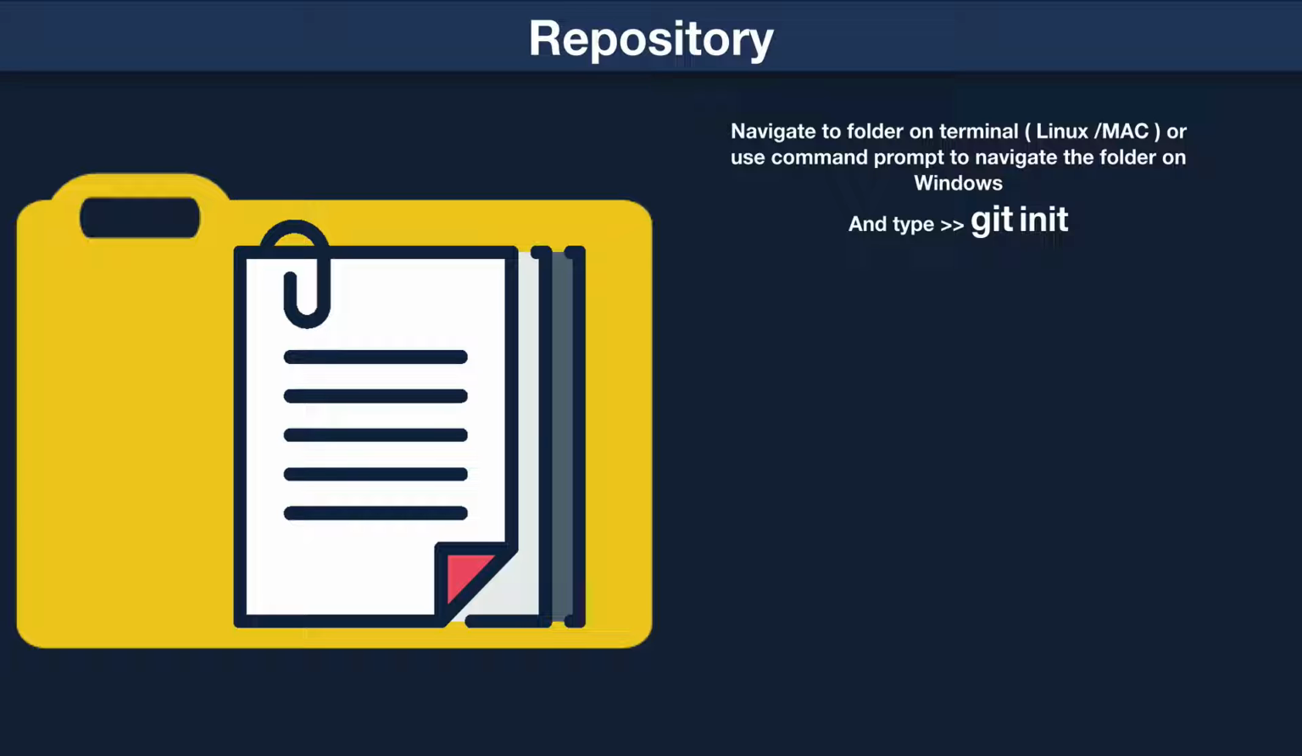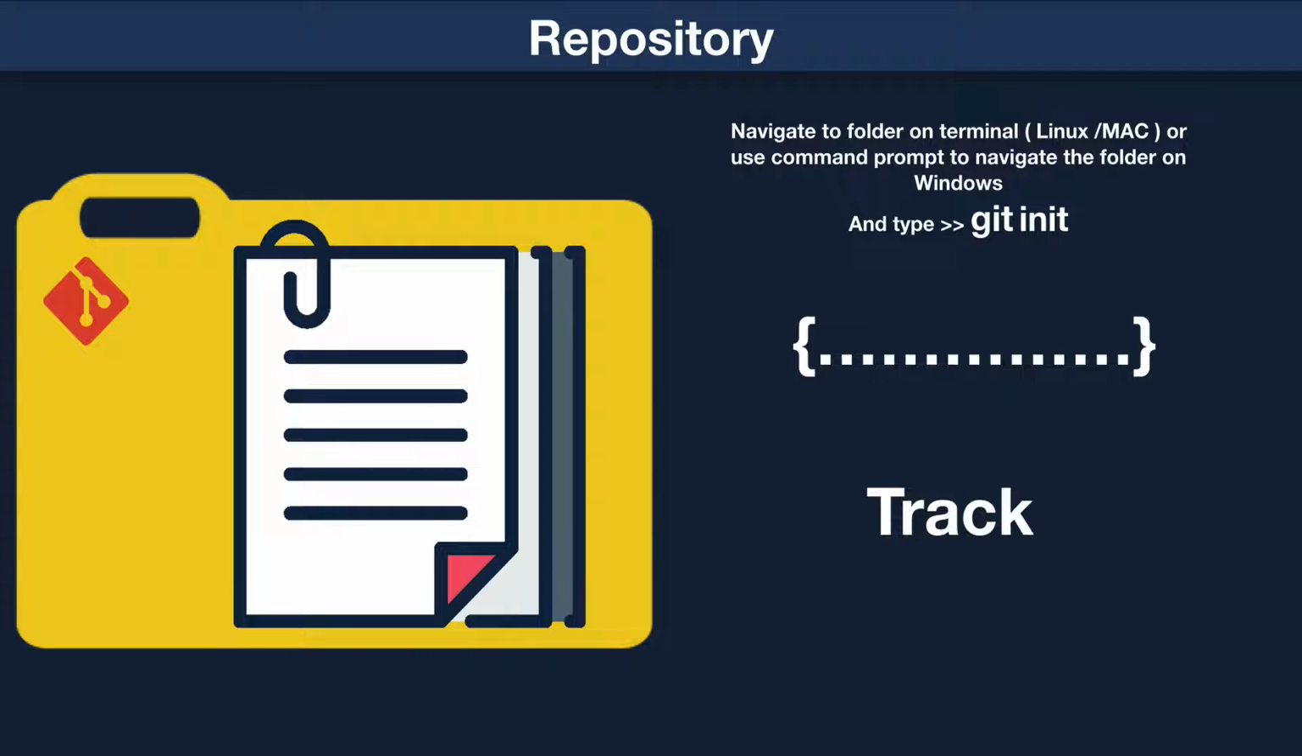To do that, you need to initialize this folder as a Git repository. To do that, you need to open terminal if you are on Linux or on a Mac, or use command prompt if you are on the Windows. Navigate to the folder and type git init. Now git init command will initialize this folder as a Git repository. Now from that point, any changes you make are tracked by Git.